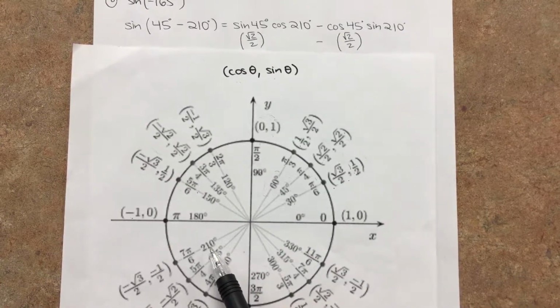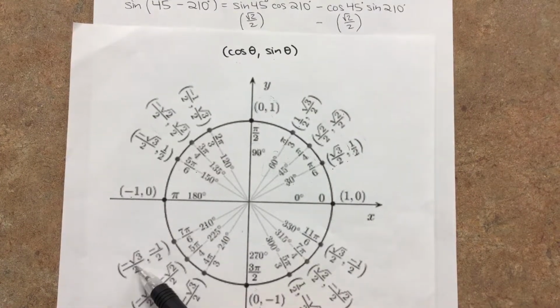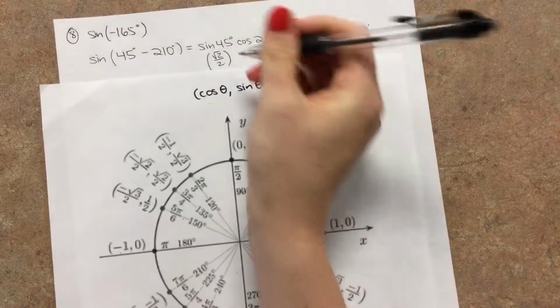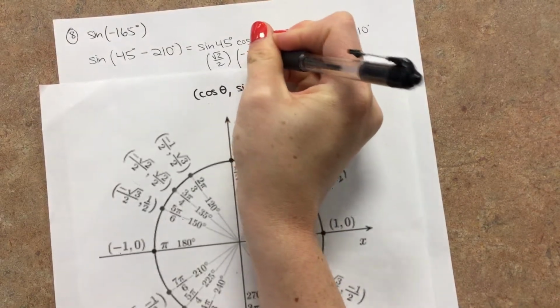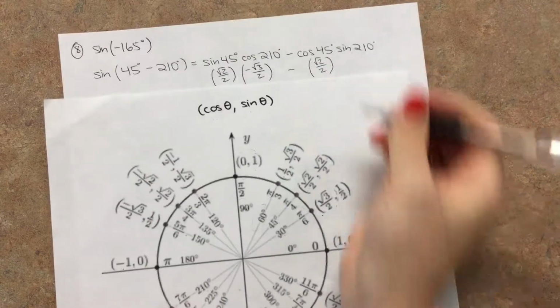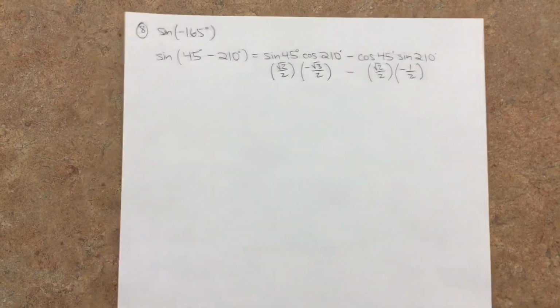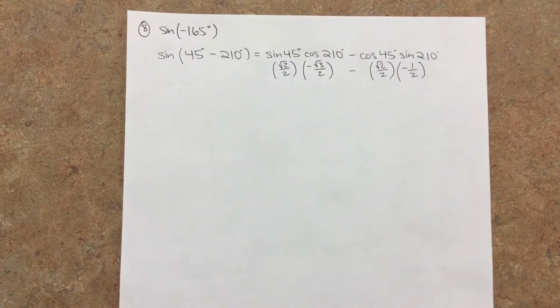210 is down here in the third quadrant. So cosine of 210 is the x value here, which is negative square root of 3 over 2. And then the sine of 210 is the y value, which is negative 1/2. Okay, so make sure that you know how to pull those values right off the unit circle. And then once they're there, you're just simplifying. You're multiplying, you're subtracting. Yes, ma'am.